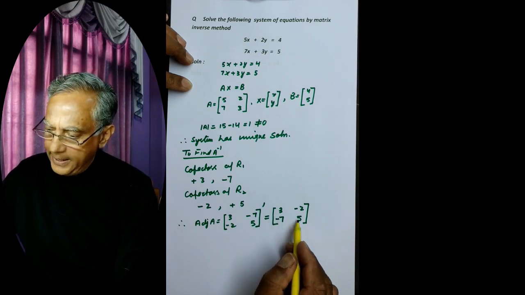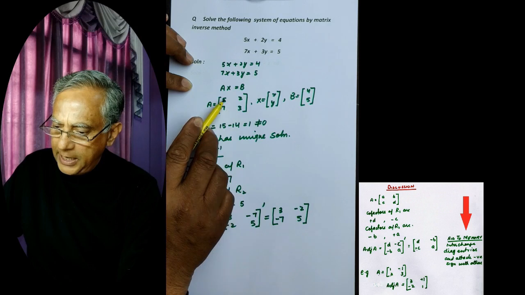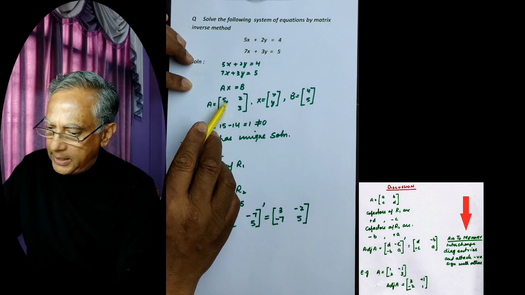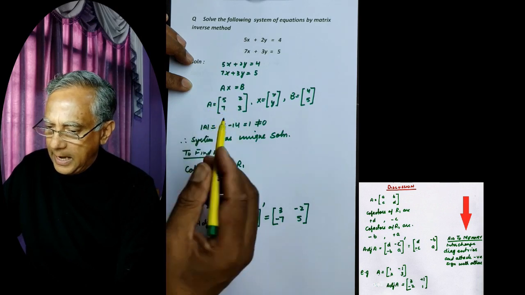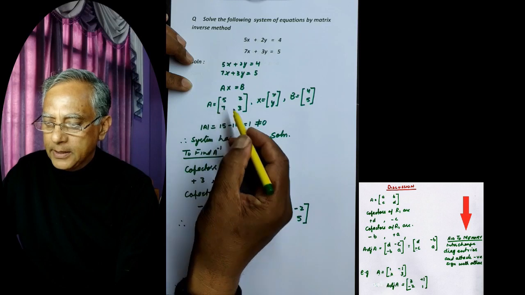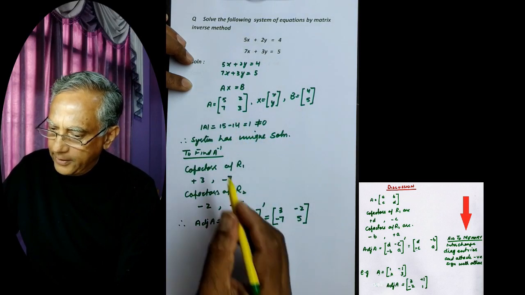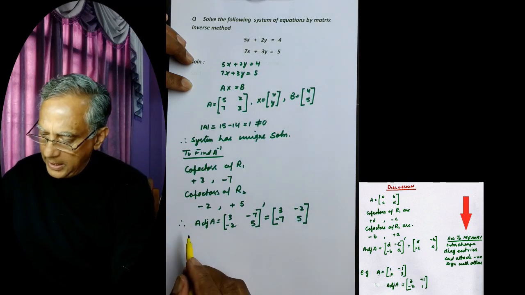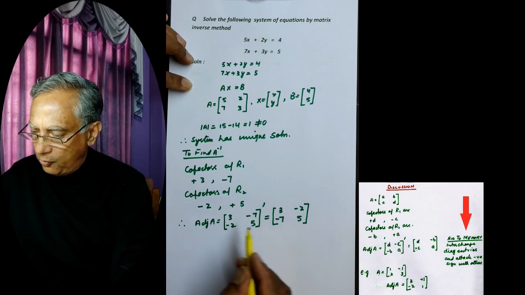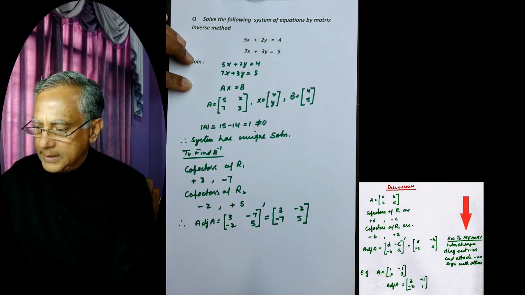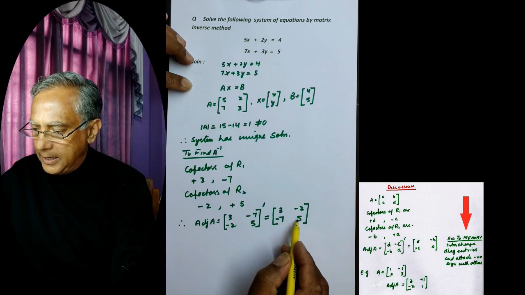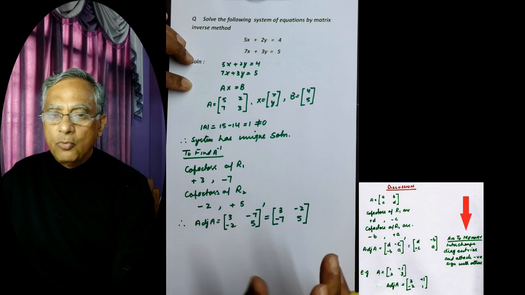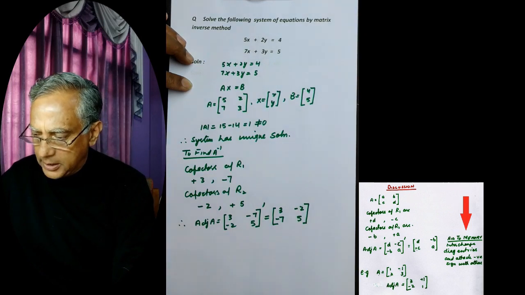A shortcut for finding adjoint of A is interchange the diagonal entries. This will become 3 and this will become 5. And take negative sign with the remaining. So interchange these two, 3, 5, and take negative sign with this, minus 7, minus 2. You can directly write adjoint of A is equal to 3, minus 2, minus 7, 5. Interchange the diagonal entries and attach negative sign with the remaining. For 2 cross 2 matrices, this shortcut is there.